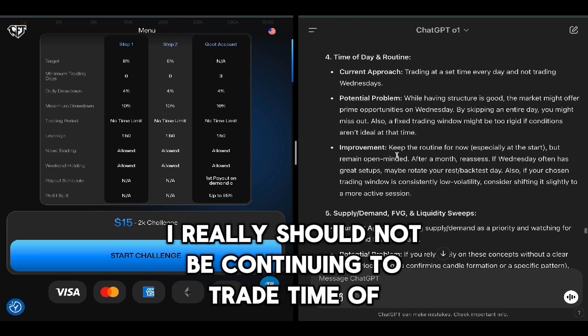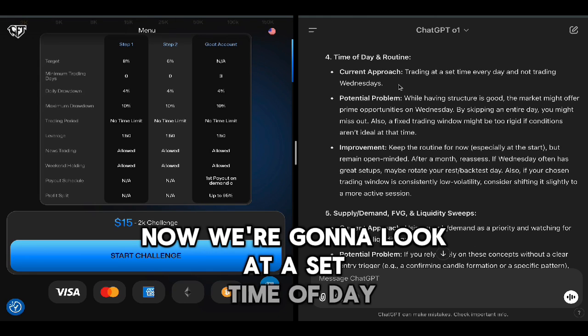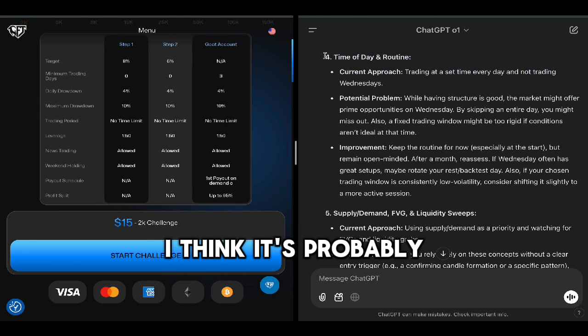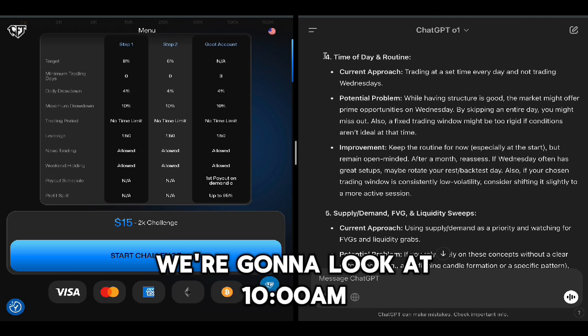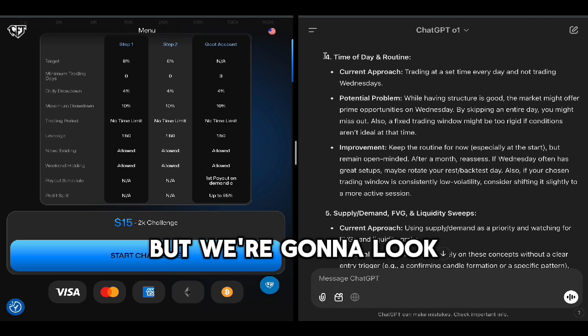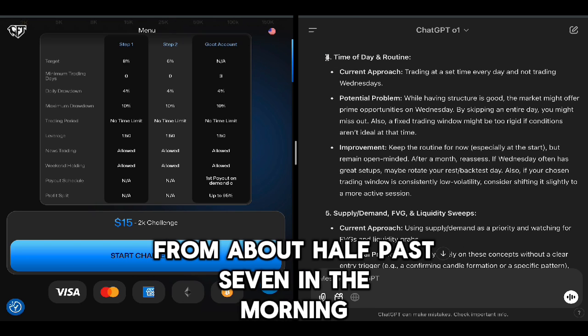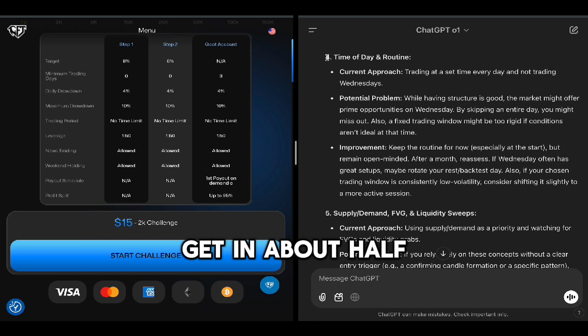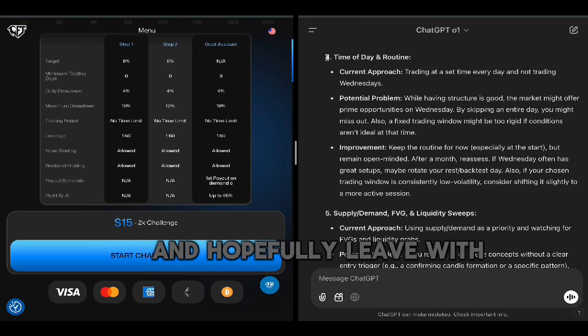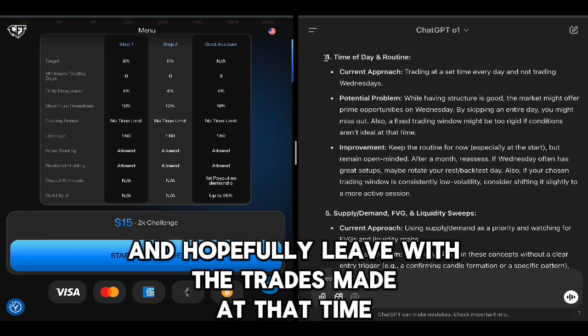Time of day. We're going to look at a set time of day every day. I haven't actually decided this yet. I think it's probably going to be a 10 a.m. entry point. I might be completely wrong here, but we're going to look at a 10 a.m. entry point and hopefully be looking at the market from about 7:30 in the morning. The idea is to get in about 7:30 and leave about 11 a.m., and hopefully leave with the trades made at that time.